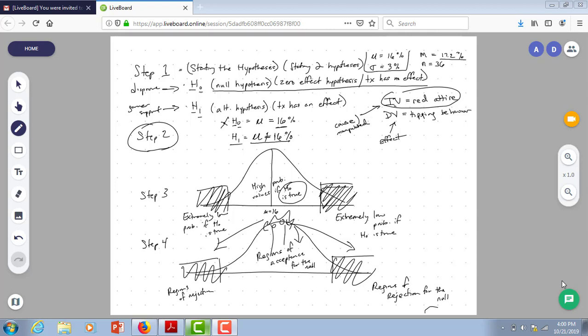Now, ultimately, we have to set the criteria for decision making, and this is accomplished by selecting a specific probability value, which is known as the level of significance or the alpha level.